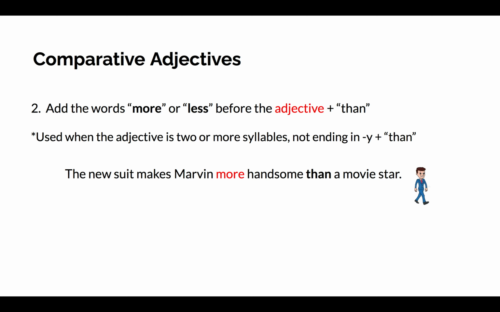The adjective handsome doesn't change form. Here, the adjective handsome is also two syllables, handsome, the same as lazy, but it does not end with a y, so it follows this rule instead. More is added before the adjective, and than is after.